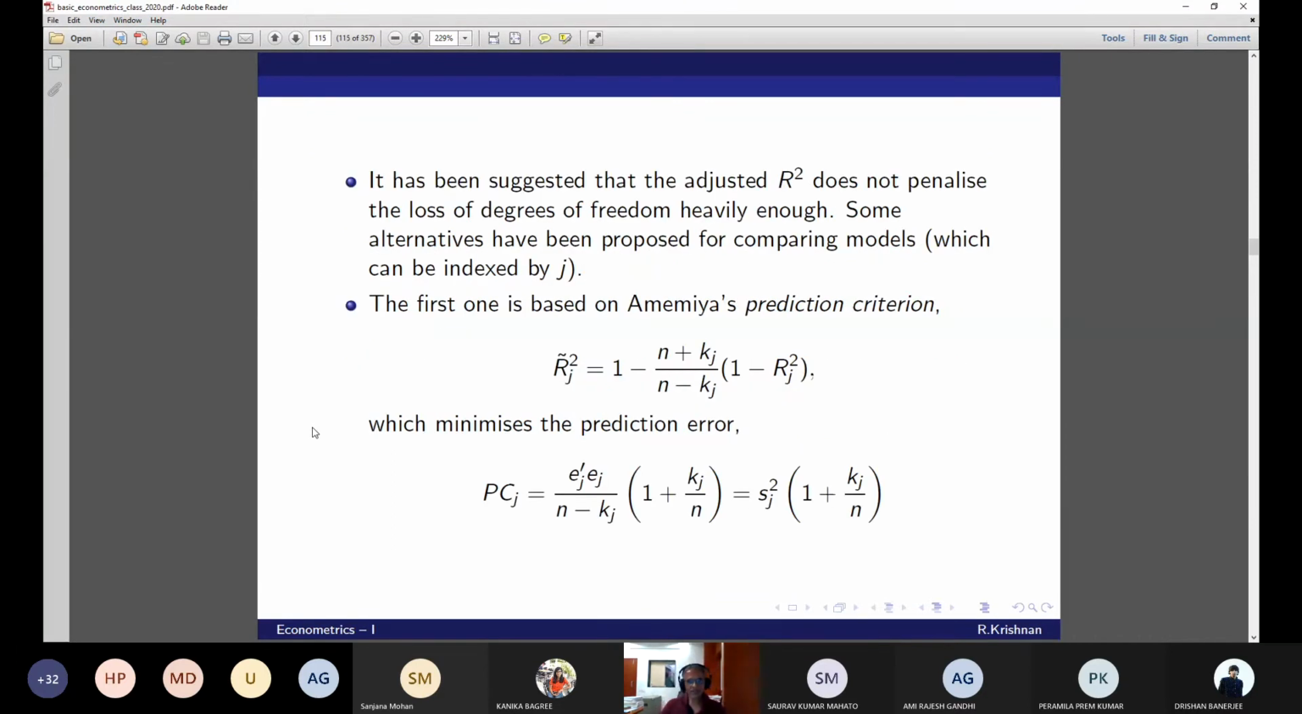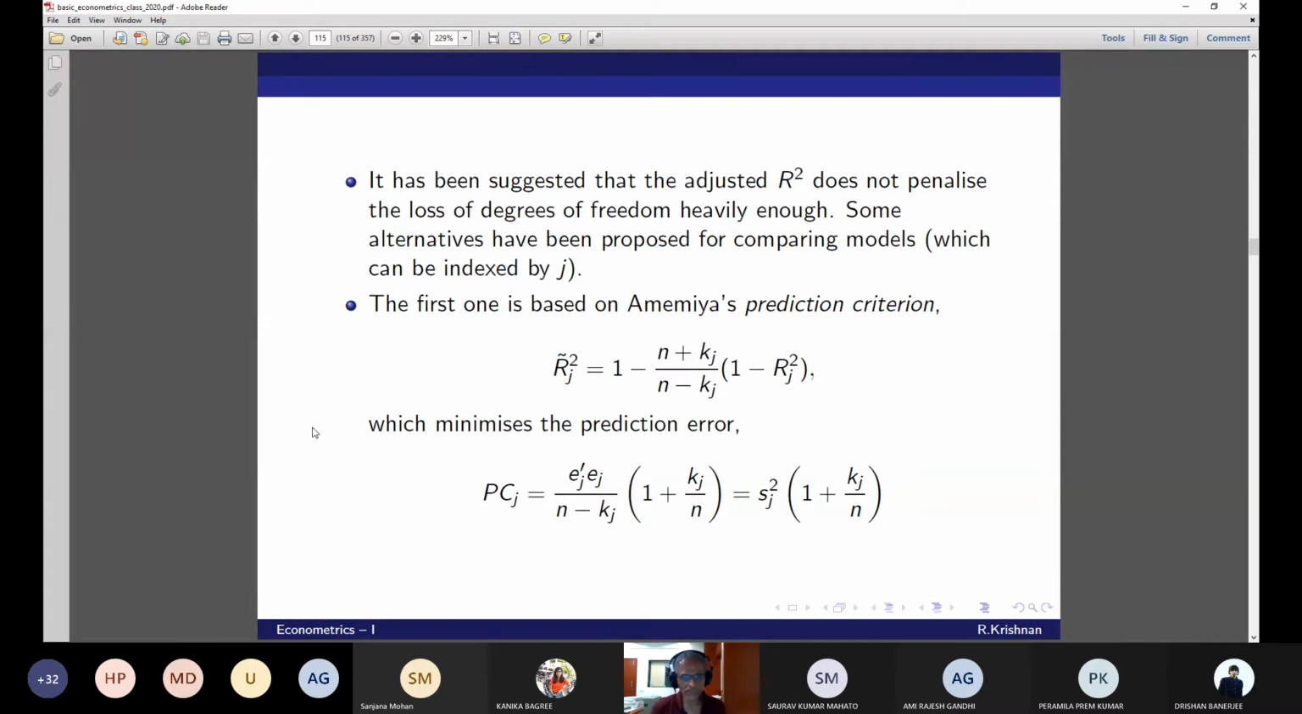It has been suggested that R square does not penalize the loss of degrees of freedom heavily enough. This particular criterion could be new to many of you. So additional measures of fit have been suggested in the literature. The first one is based on Amemiya's prediction criterion. This is R tilde square j equal to 1 minus (n plus kj) by (n minus kj) times (1 minus Rj square), where j is the model that you are comparing. Some alternatives have been proposed for comparing models, which can be indexed by j.